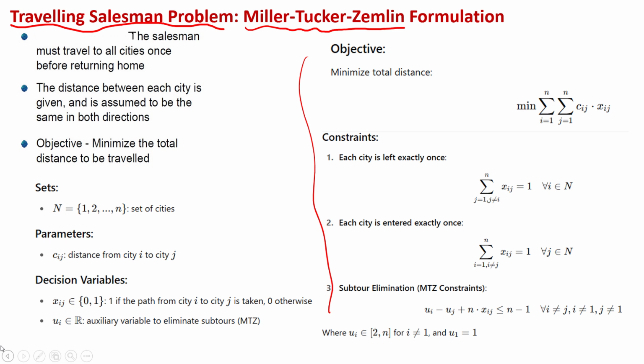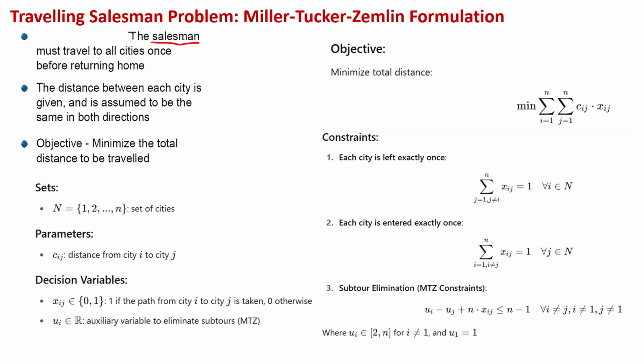So first of all, what is the traveling salesman problem? The traveling salesman problem is when a salesperson, which means the person who is traveling, visits all the cities once and then returns home. So if we have five cities, he goes from one to five and then back to one. That is called a traveling salesman problem, right?